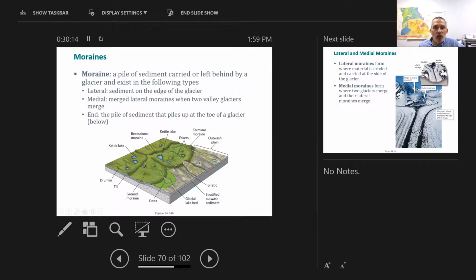Now, as glaciers are moving downhill, creating those U-shaped valleys, there's going to be more erosion on the sides than on the bottom. So you're going to end up with more sediments on the sides.